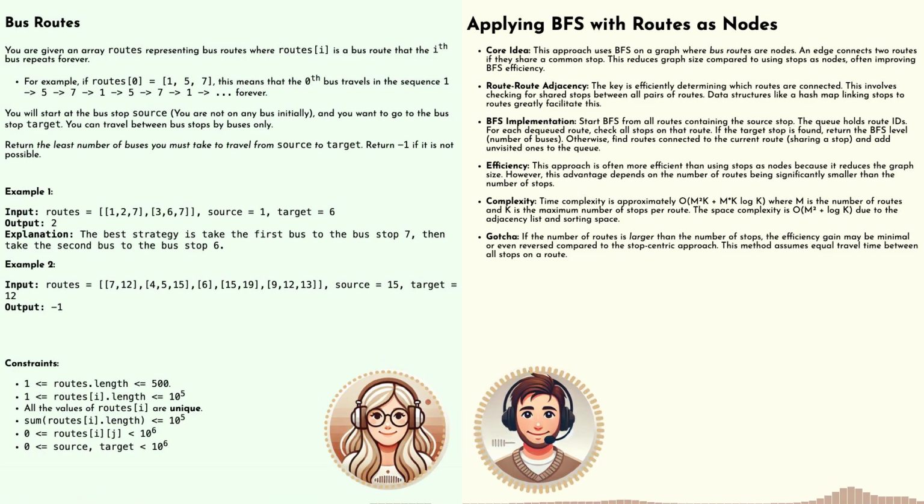Oh, so it's like saying, I took this route. It dropped me off at these stops. Now, from these stops, what other routes can I take? Exactly. And we just keep doing that, hopping between these connected routes, exploring outwards until we finally hit a route that contains our destination stop. Got it. So it's still BFS. It's still that ripple effect. Exactly. But we've totally changed our perspective. It's not about individual stops anymore. It's about the routes. It's a higher level view.